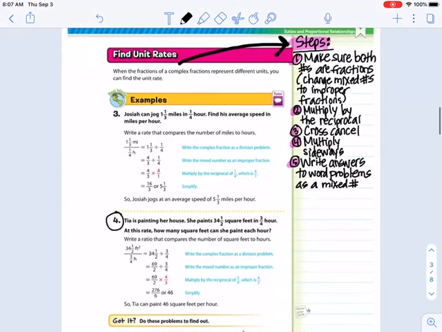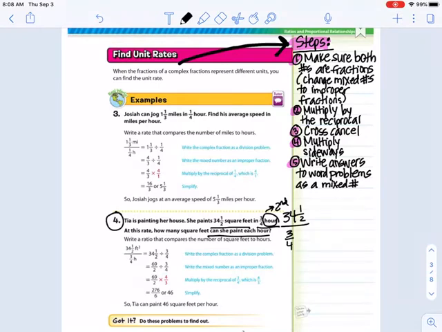So here we go. Tia is painting her house. She paints 34 1/2 square feet in 3/4 of an hour. At this rate, how many square feet can she paint each hour? So we want to know how much per hour. So this is unit rate. Remember that to find unit rate we're going to divide, and one of our units of measure is time, which is an hour. So remember, we always divide the time unit second. So what this looks like is we're going to have 34 1/2 divided by 3/4.